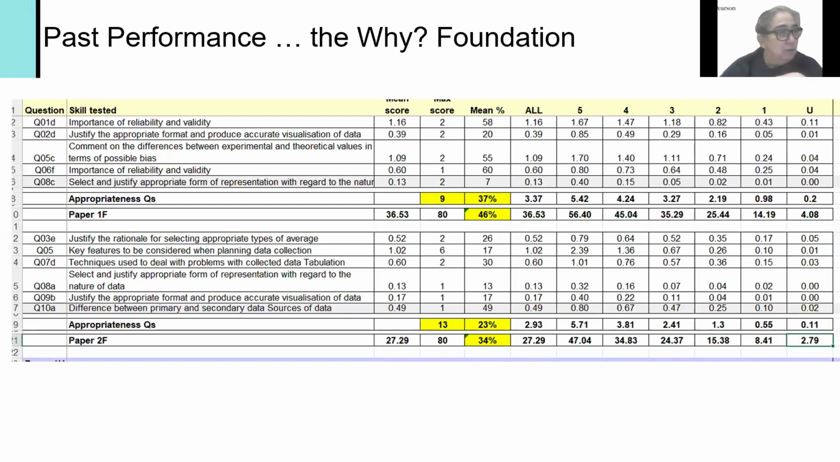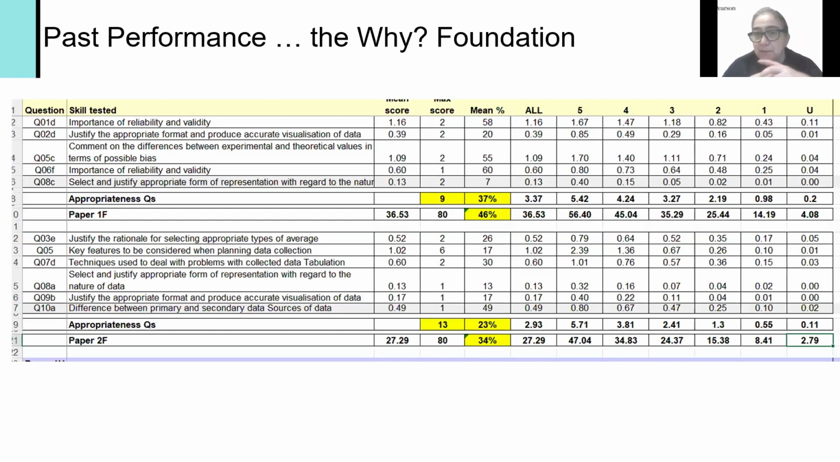I went through last summer's paper, picking out all the questions where things were about appropriateness. If you look here at foundation papers 1 and 2, you can see that for the appropriateness questions there were 9 marks, so about 10%. So we're not talking about a massive impact, but it's still 9 marks. But the mean percentage on those questions was only 37% compared with 46% within the paper. Similarly, there were 13 marks available, and the students only gained 23% compared with 34%.